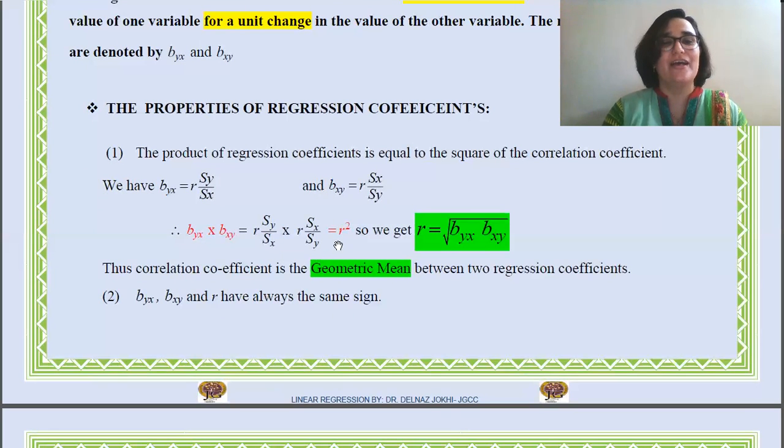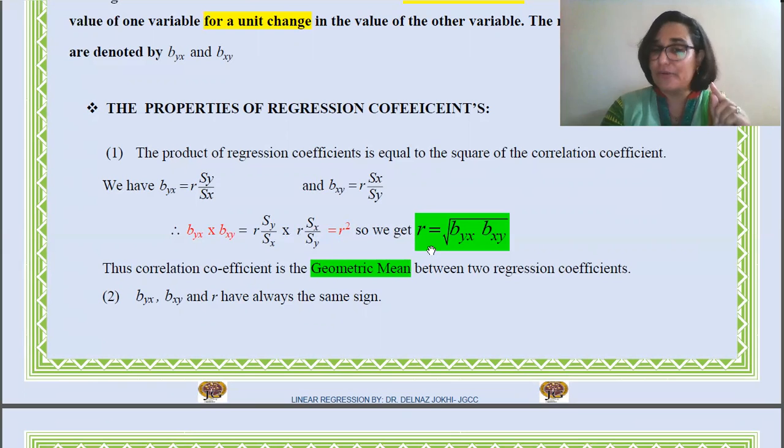और आप उनका जब मल्टीप्लिकेशन करते थे, when you took the product, if you see very carefully over here, sy gets cancelled, sx gets cancelled, and what remains is r square. And if you remove the square, what happens? R is equal to under root byx bxy. Remember the short sums we have done in class, exactly based on this.